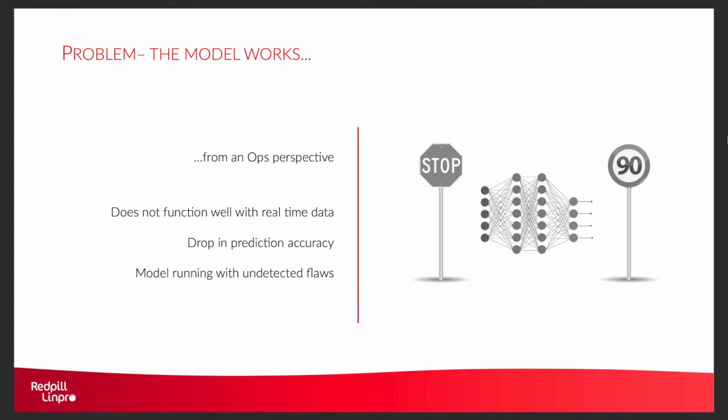So one of the problems with these silos is that the model actually works. From an ops perspective, the semantics is correct. It's giving out some sort of answers, but it doesn't really function well with real-time data. It can also drop in accuracy, for example, after a 3-month period, but no one really knows because you don't really have any control over it. So there you have a model running with flaws in production, which is undetected. I actually had a friend of mine that told me that she had a model in production for 6 months which gave the wrong answers, or sort of bad answers, and it was not really detected.